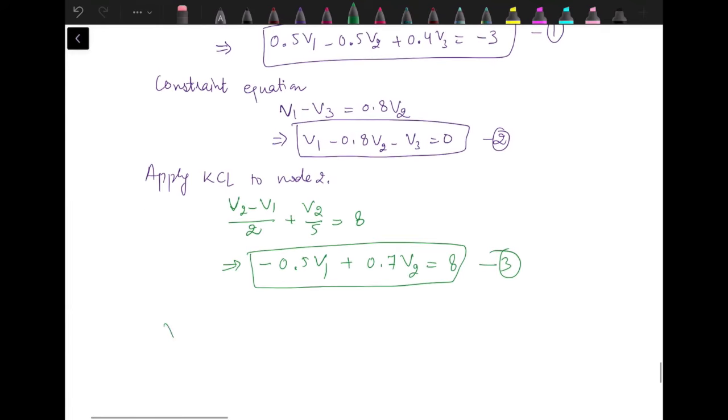The answer of V2 is 25.91 volts, which we get after solving these three equations simultaneously. And I am giving you the answer of V1 and V3 as well for your cross reference. V1 is 20.27 volts and V3 is minus 0.46 volts.